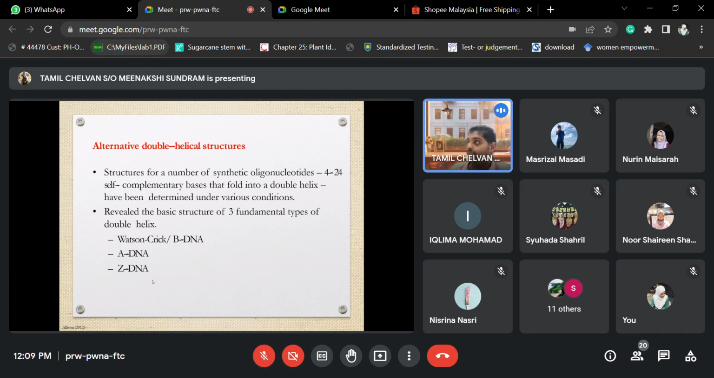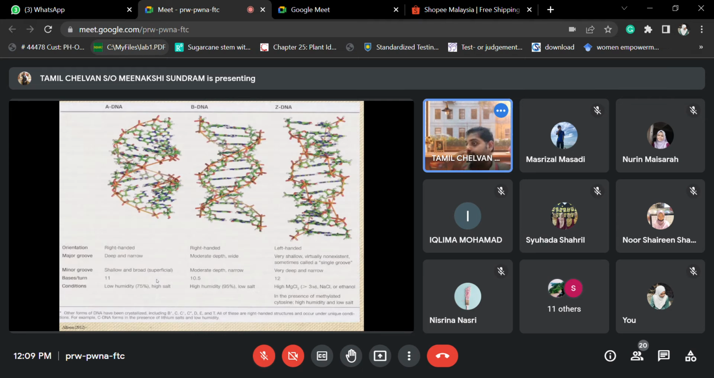So what are their difference? This is what other forms of DNA have been crystallized, including B prime, C prime, and so on. All of these are right-handed structures and occur under unique conditions. For example, C DNA forms in the presence of lithium salt and low humidity. So Z ni lain. Okay. Yang kita punya yang normal tu adalah B, which is Watson and Crick punya model lah. This is the B yang kita ada.